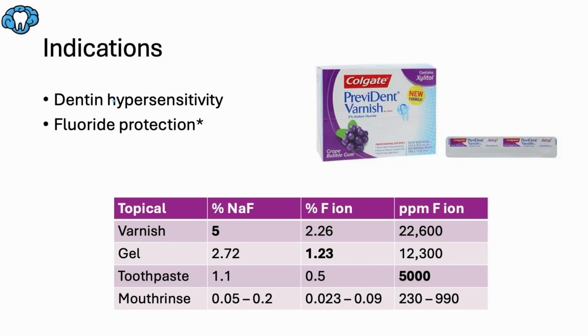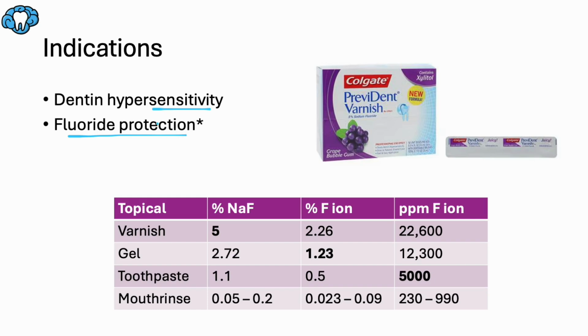So PreviDent 5% sodium fluoride varnish is a topical varnish applied by a dental professional for the treatment of dentin and postoperative sensitivity. While it's officially approved by the FDA for treating dentin hypersensitivity, we know that this high concentration of fluoride in the varnish also strengthens our enamel, helps to rebuild demineralized areas, and provides long-lasting protection against acid attack, all of which are critical for preventing tooth decay.